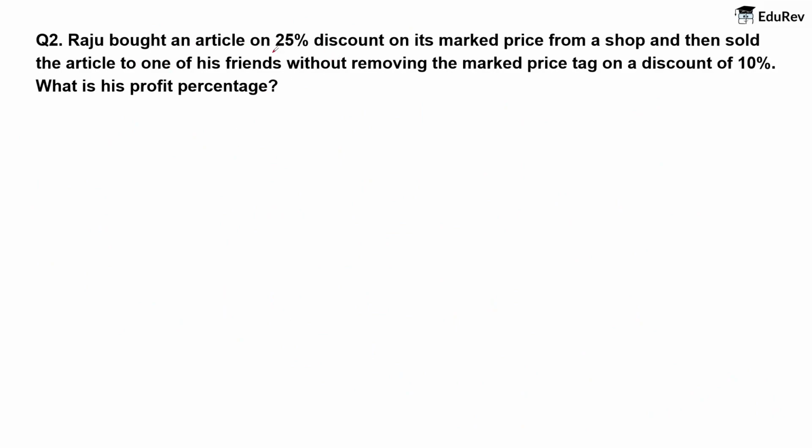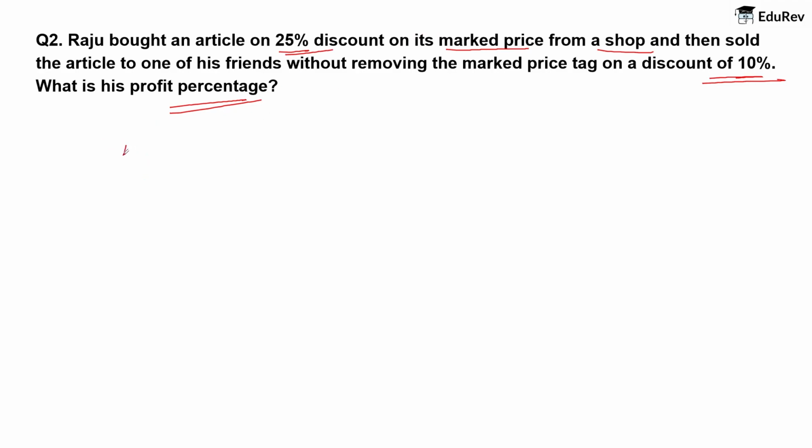Question says Raju bought an article on 25% discount on its mark price from a shop and then sold the article to one of his friends without removing the mark price tag on a discount of 10%. What is his profit percentage? So this is a very simple question. You can actually do it verbally without using a pen and a paper. But for the beginning, because this is a very basic video, let's focus on concepts first.